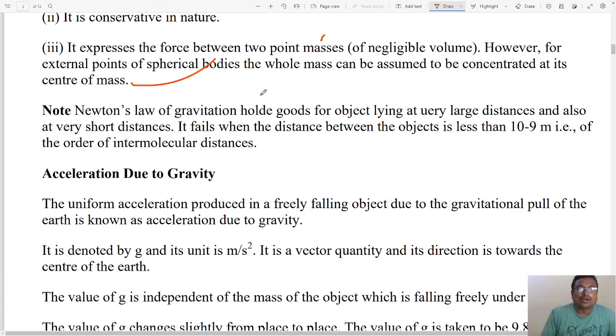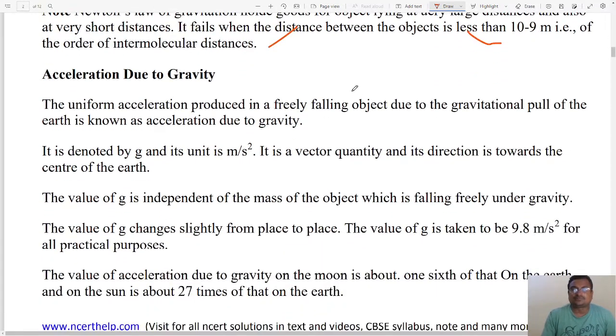Now come to the point. Newton's law of gravitation holds good for objects lying at very large distances. It is a long range force. Nuclear force is a short range force. Gravitational force is a long range force. And also at very short distances, it fails when the distance between the objects is less than very small microparticles. This law fails if the distance is less than 10 to the power of minus 9 nanometer.